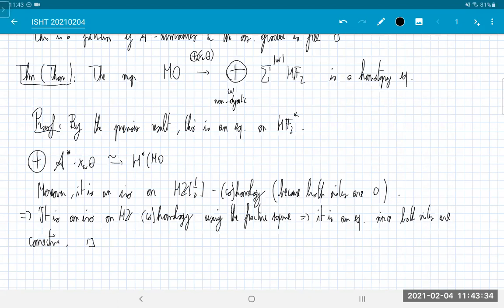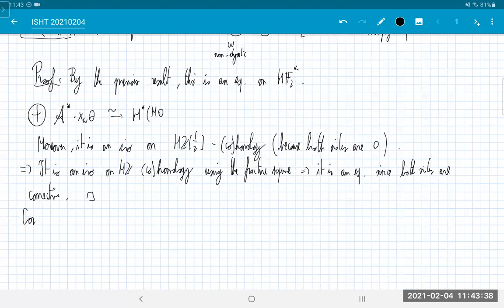I think that's all I want to say for today. And oh, notice that the corollary, of course, is that the map MO to HF2 has a section. Okay, that's obvious. But since we used it last time, let me point it out.